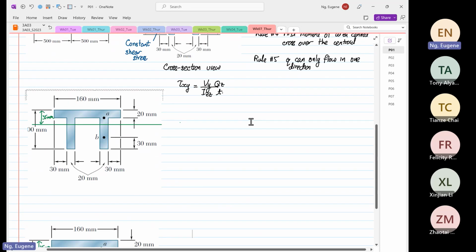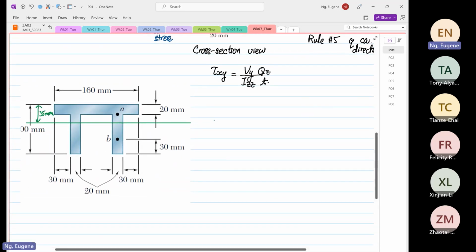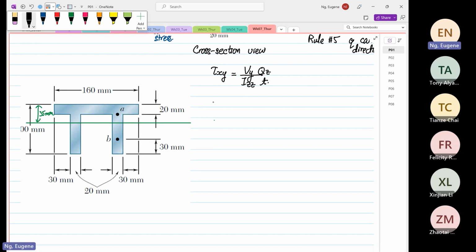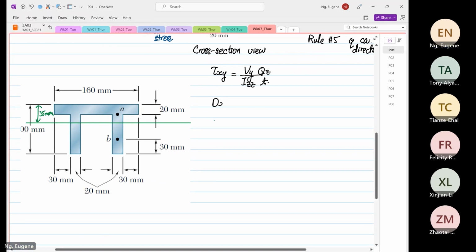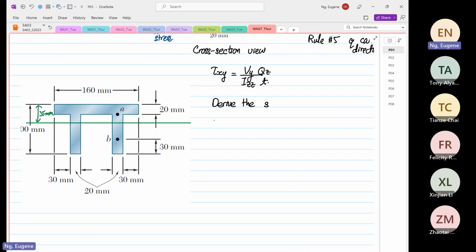So we are going to write out, okay, we're going to derive the shear stress distribution equation. Okay, and we're going to derive the shear stress distribution equation.